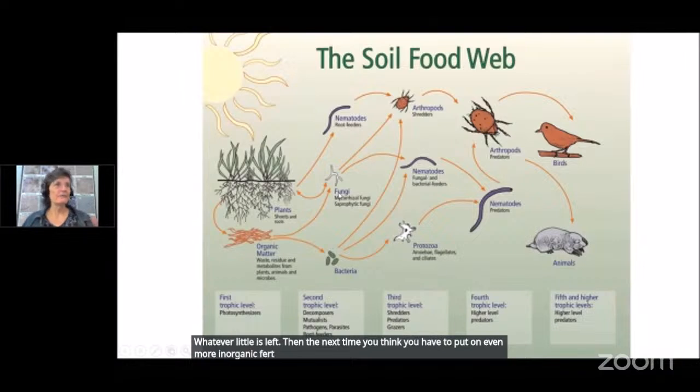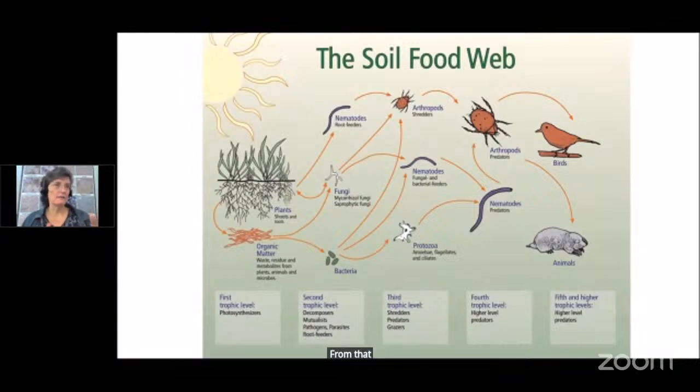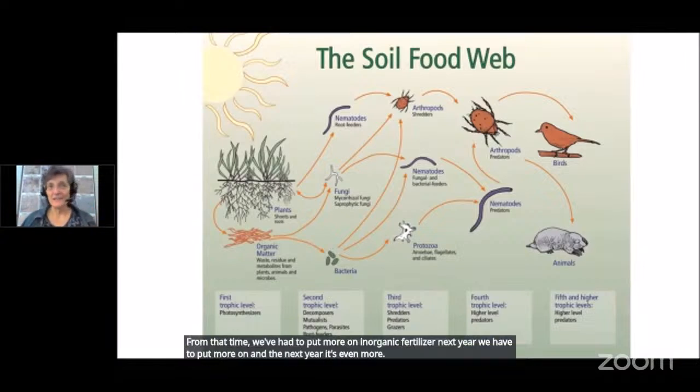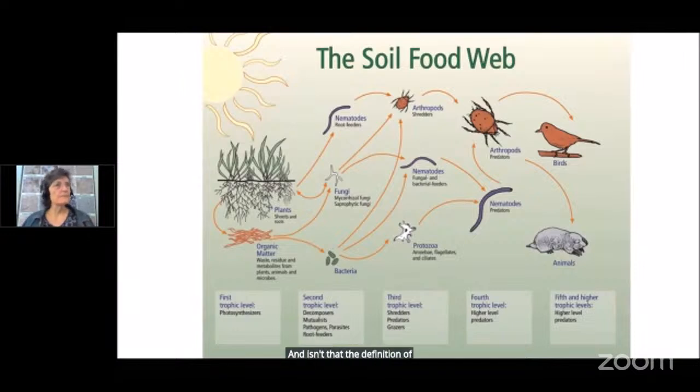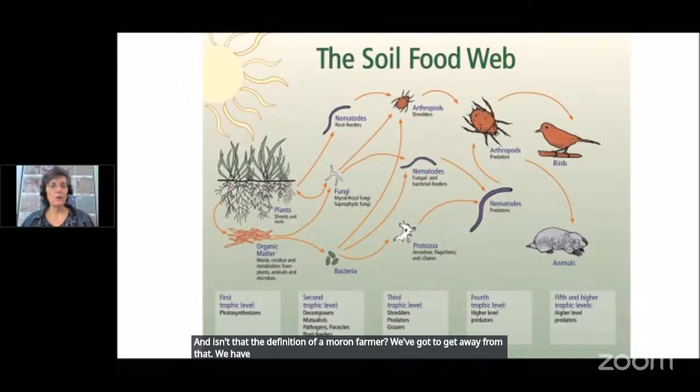And when you think about that situation where, over the time since we started putting out the Green Revolution recommendations, from that time we've had to put on more inorganic fertilizer, and next year we have to put on more, and the next year it's even more. And isn't that the definition of a moron farmer? We've got to get away from that. We have to understand what we're doing.